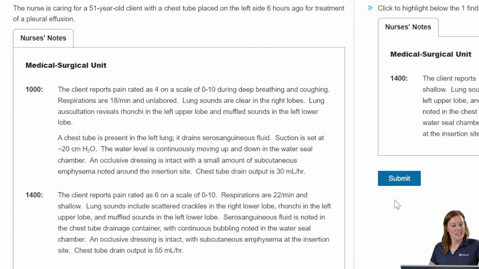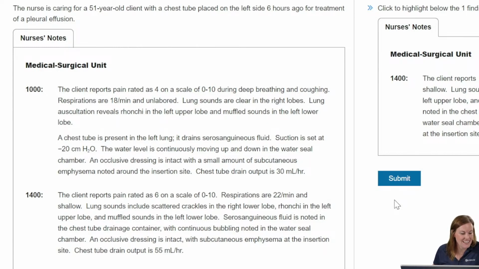All right, okay. So the nurse is caring for a 51-year-old client with a chest tube placed on the left side 6 hours ago for treatment of pleural effusion. And I know you're seeing chest tube. Chest tubes are confusing. And I think maybe we can do a live for you guys on that. I think that would be a really great topic, especially what it means for everything to be bubbling or tidaling, all that kind of stuff. So, okay, more to come. All right, let me read it.